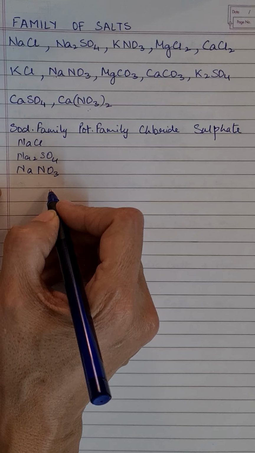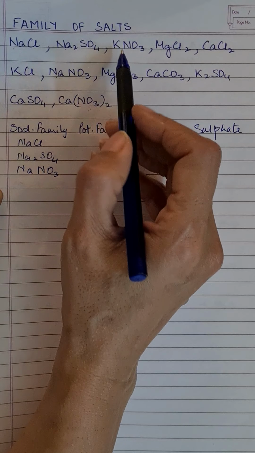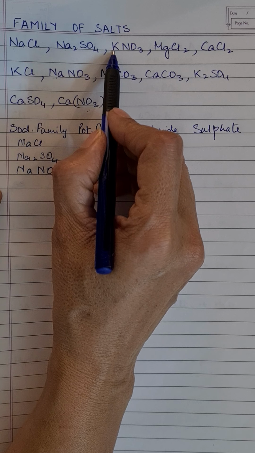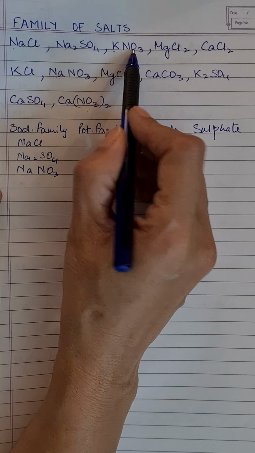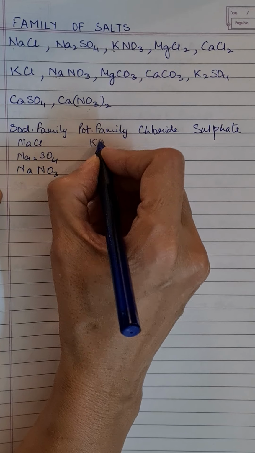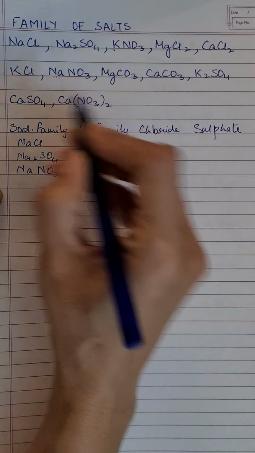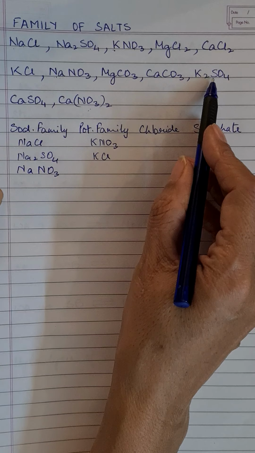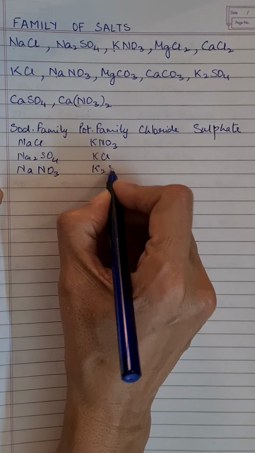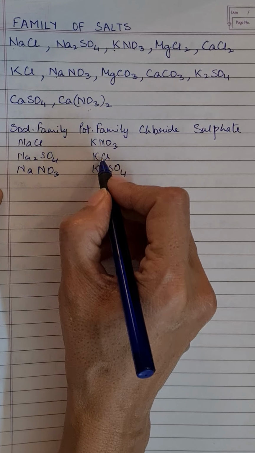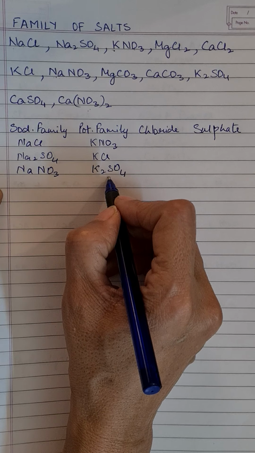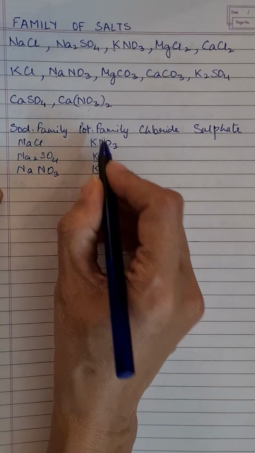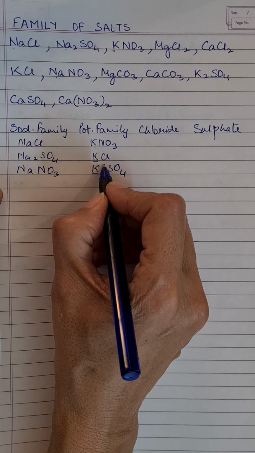Now let's find another family, the potassium family. Who all are the members of the potassium family? The first one would be potassium nitrate. The next one, potassium chloride. And we have potassium sulfate. So these would be members of the potassium family. Common cation, potassium.